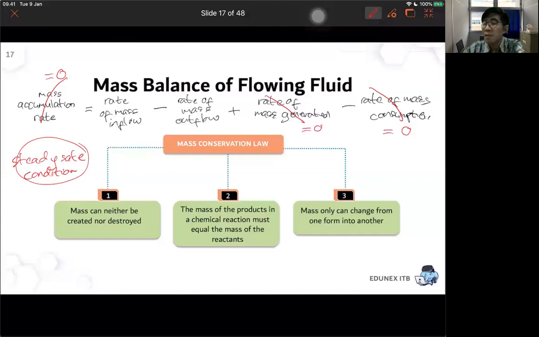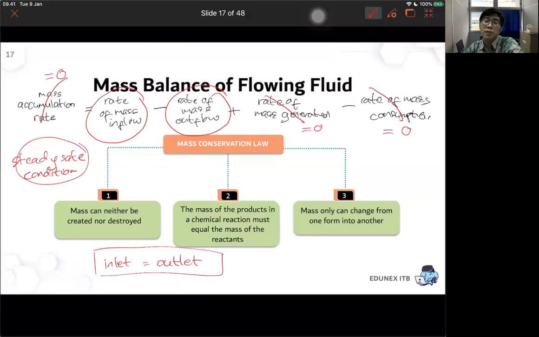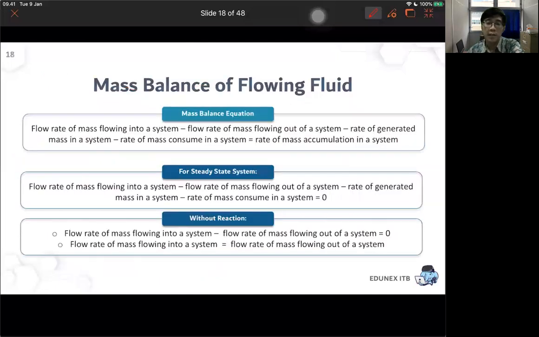So in the simple flowing fluid in the pipe, there is no reaction and steady state condition is achieved, then the rate of mass inflow will be the same as the rate of mass outflow. Inlet will be the same as outlet. Easy, right? This is very simple for flowing fluid. Okay, we have the explanation in the next slide.